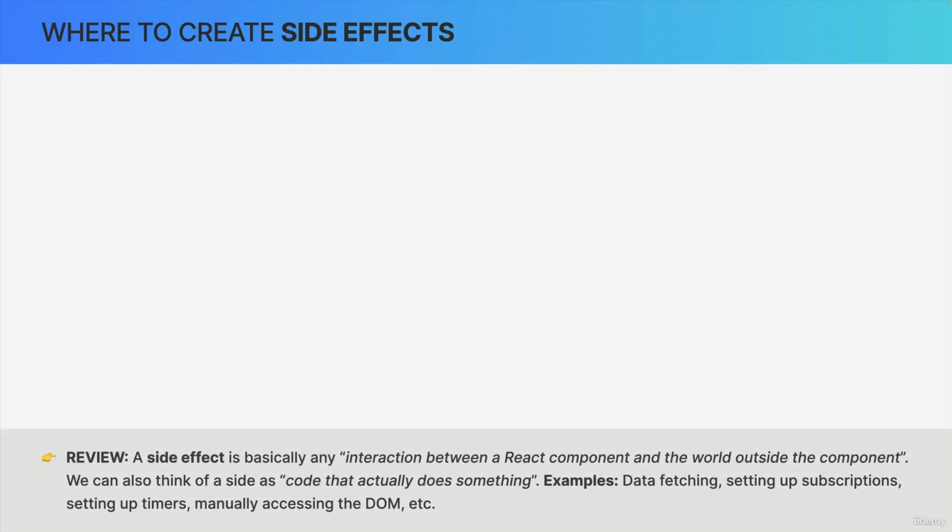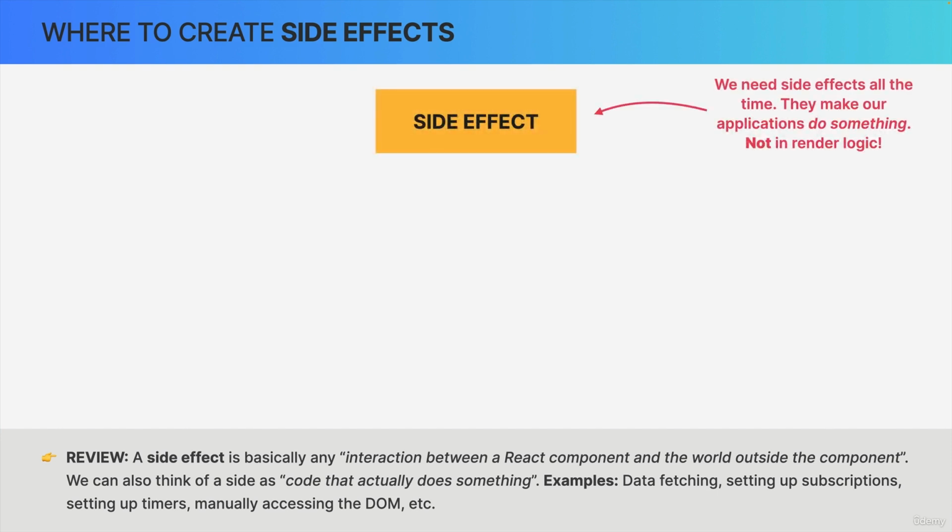So basically, in React, a side effect is any interaction between a React component and the world outside that component. And we can think of a side effect as some code that actually makes something useful happen. For example, fetching data from some API. So what this means is that we actually need side effects all the time when we build React apps. Now, we already know that side effects should not happen during the component render. Or in other words, side effects should not be in render logic.